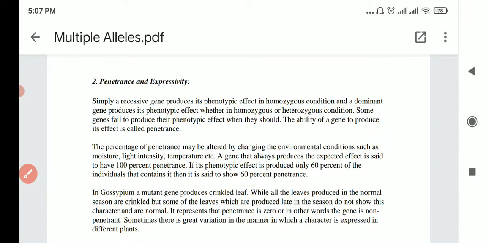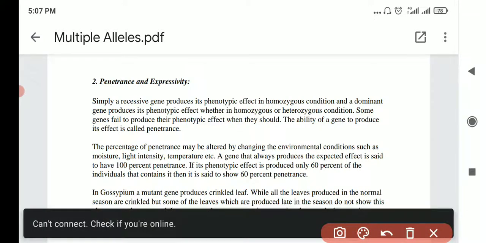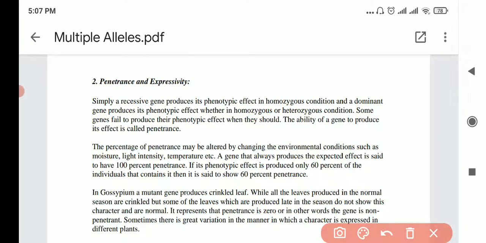Another one is penetrance and expressivity. A recessive gene produces its phenotype only in homozygous condition, and the dominant produces whether it's homozygous or heterozygous, okay. Then sometimes some genes will fail to produce their effect when they should, okay. The ability of the gene to produce its effect is called penetrance. Sometimes if you change the environmental condition, okay, you change the moisture, you change the light, you change the temperature, you change the soil, the gene will express differently in different environments, okay.